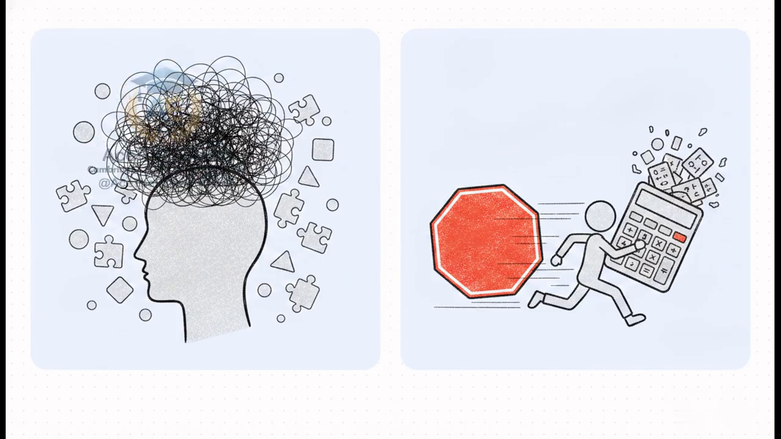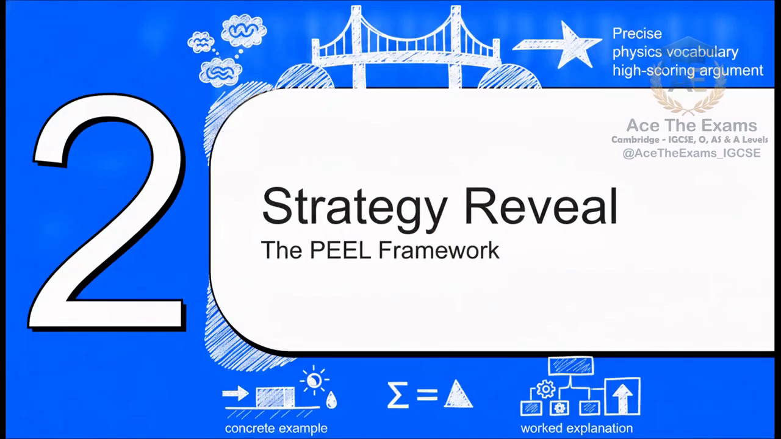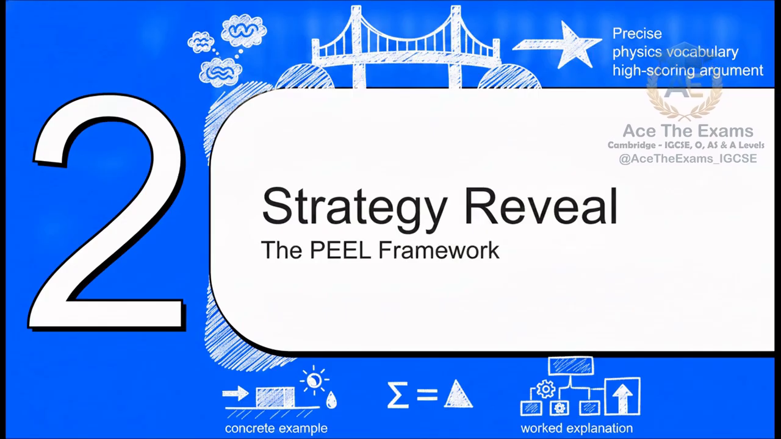Now here's the tragic part. Both of these students might actually understand the physics perfectly well in their heads, but both of them are losing massive amounts of marks on paper. Why? Because they aren't structuring their knowledge in a way that the Cambridge mark scheme actually rewards. They're playing the wrong game. Moving on to Section 2, Strategy Reveal, the Peel Framework.